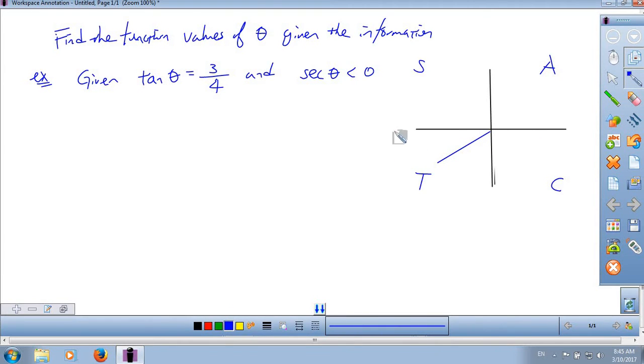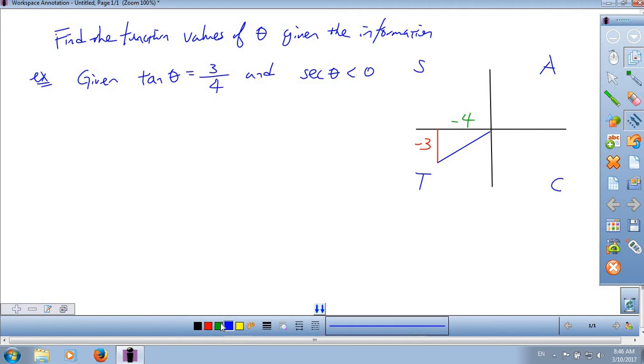Now if this angle is in the third quadrant, what kind of triangle can we compose here? Well, tangent is opposite over adjacent, so the ratio of the opposite divided by adjacent should be 3 divided by 4. But because both of them are in quadrant 3, both should be negative. So it should be a negative 3 divided by a negative 4. The x coordinate will be negative 4, and the y coordinate will be negative 3.